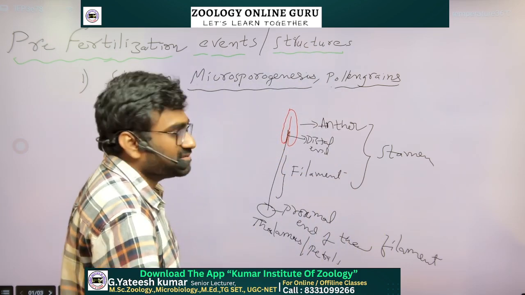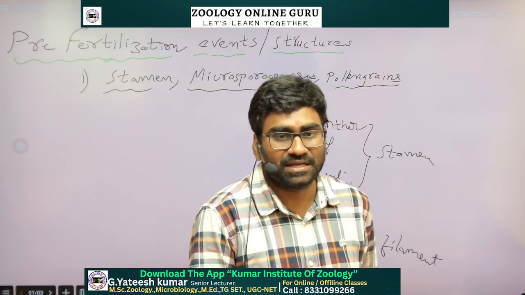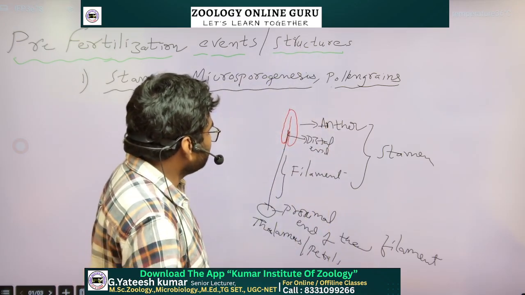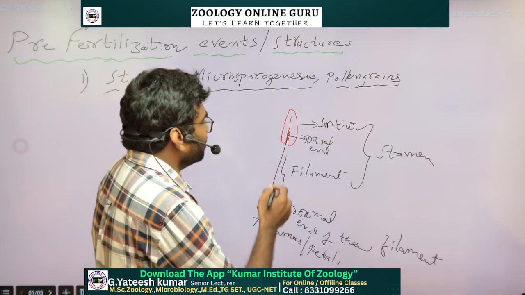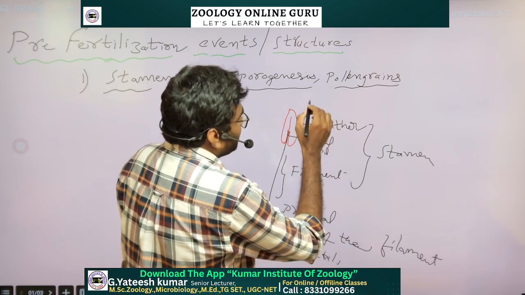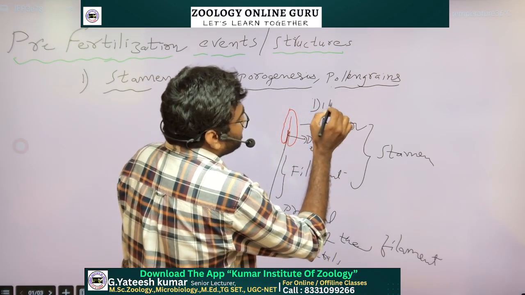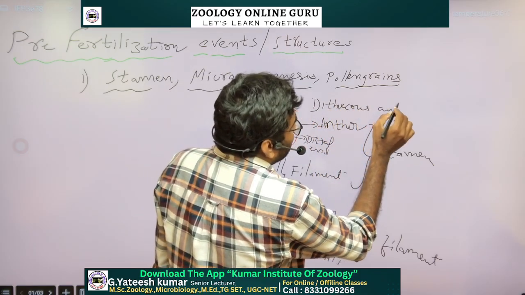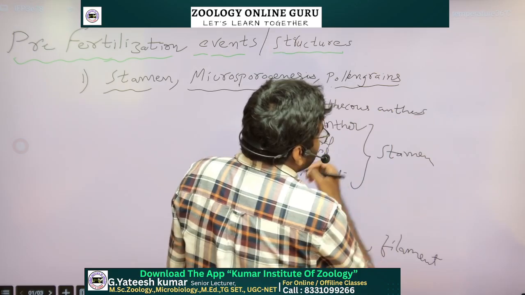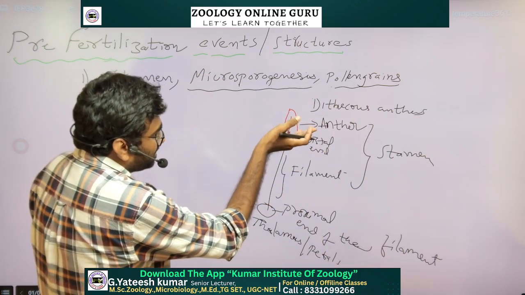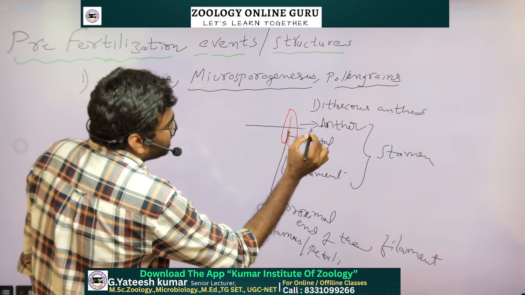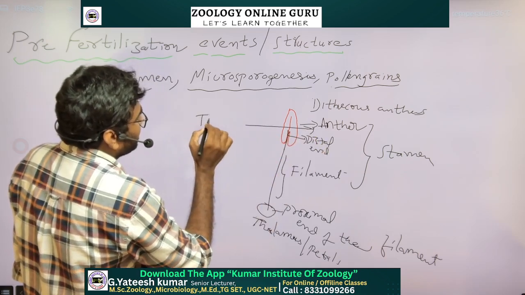Here the number of stamens varies from plant to plant, right? Usually in most of the flowering plants, these anthers are dithecous anthers. When we make a horizontal cut of the anther, that is usually called a transverse section.